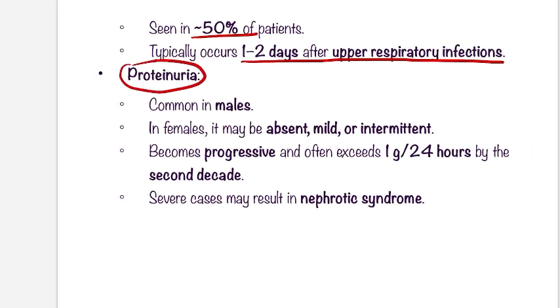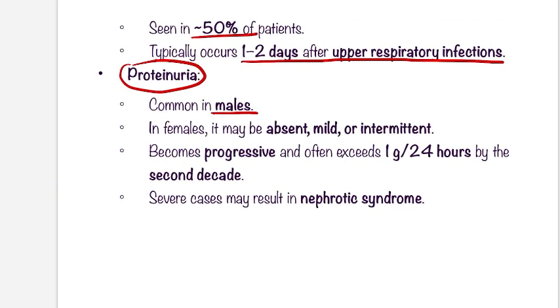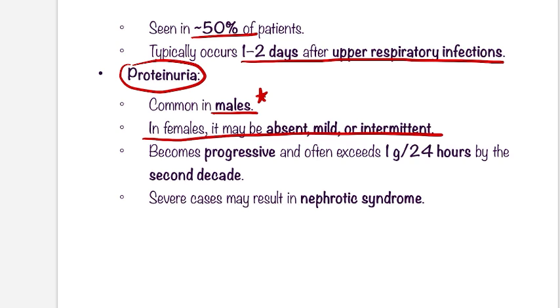Proteinuria is seen in males. Just see the analogy: the asymptomatic microscopic hematuria is seen in females, but proteinuria is more common in males. In females, it may be absent, mild or intermittent. So just remember, the females are excreting more hematuria, and the males are excreting protein. This is important. Proteinuria becomes progressive and may exceed 1 gram per 24 hours. Severe cases may result in nephrotic syndrome.